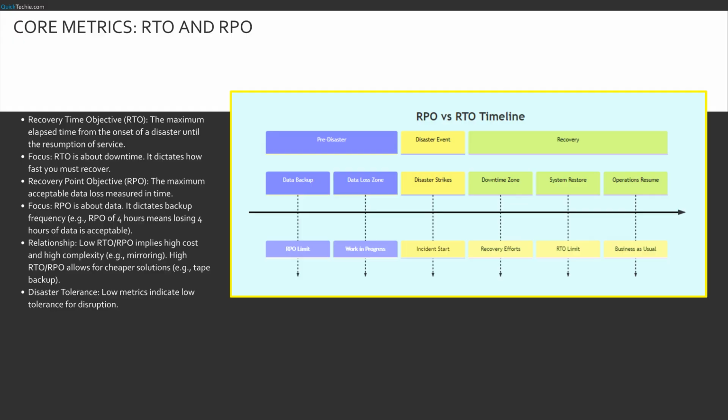Visualize the disaster on a timeline. The event happens in the middle. Looking backward into the past, is the RPO how much data, work in progress, did we lose since the last backup? Looking forward into the future, is the RTO how much downtime passes before the system restores and operations resume? The gap between the backup and the disaster is your data loss, RPO. The gap between the disaster and resumption is your downtime, RTO.